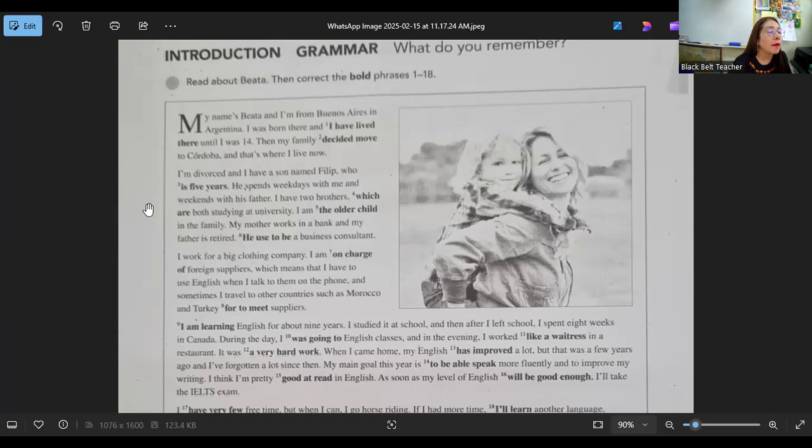I'm divorced, and I have a son named Philip, who is 5 years old. He spends weekdays with me and weekends with his father. I have 2 brothers who are both studying at university. I'm the oldest child in the family. My mother works in a bank, and my father is retired. He used to be a business consultant.